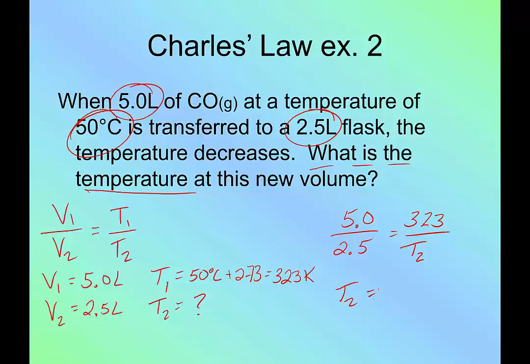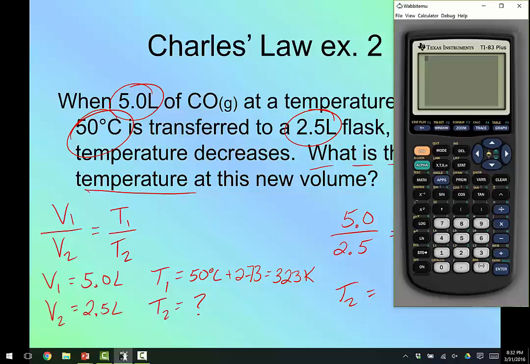So, what happened to our volume? Well, our volume went from 5 liters to 2.5 liters, which means that it went down. Since volume and temperature are directly proportional, that means our temperature should go down as well. So, let's pull out our handy dandy calculator and see if that's truly the case.